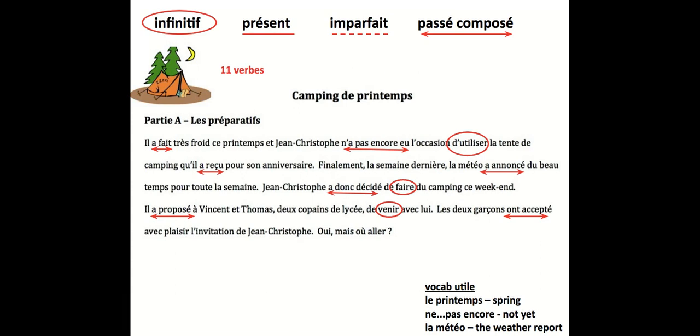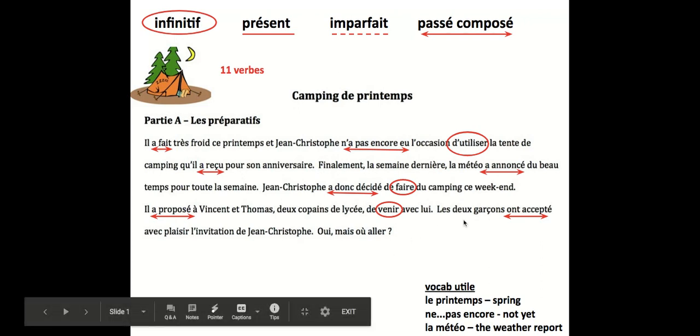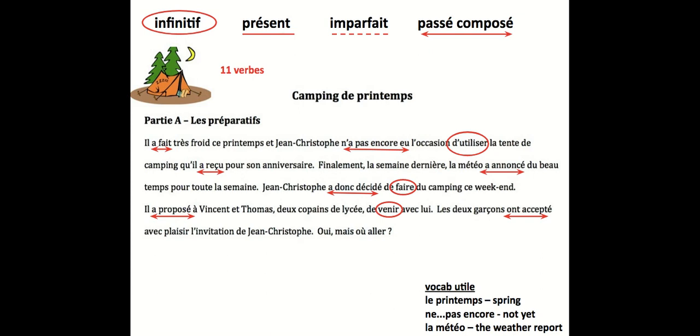Okay. Sometimes people think that plaisir is a verb. Okay. But don't forget to read. Les deux garçons ont accepté avec plaisir. The two boys accepted with plaisir, pleasure. So is pleasure a verb? No, that's a person, place, or thing. That's a thing. That is a noun.